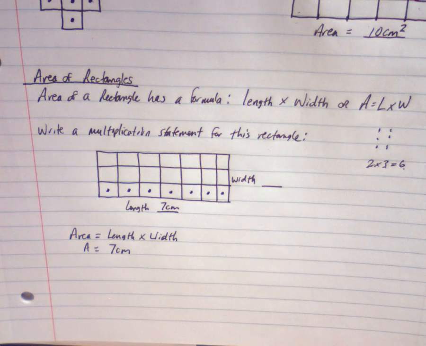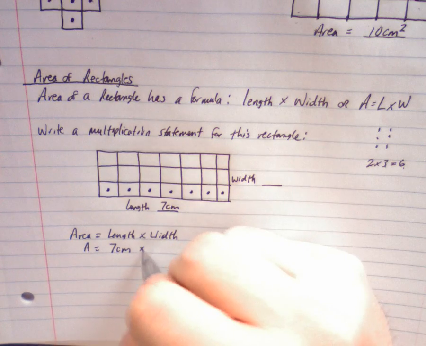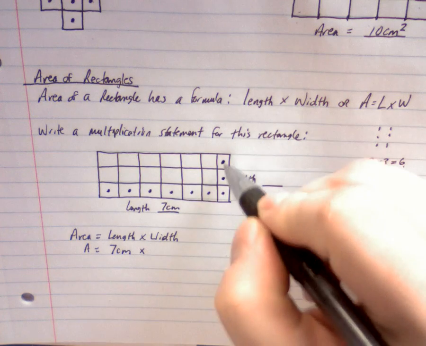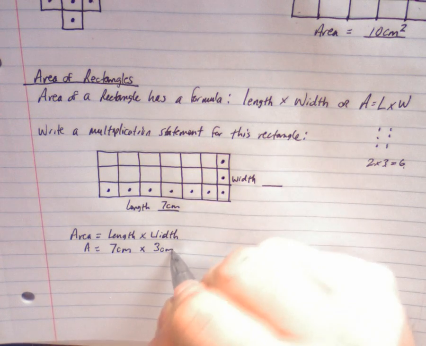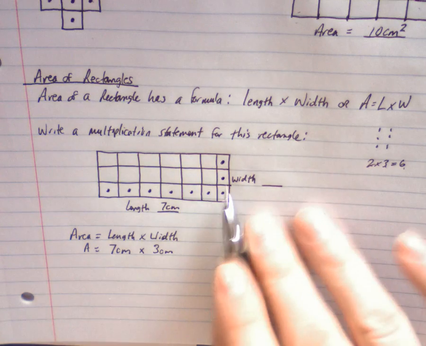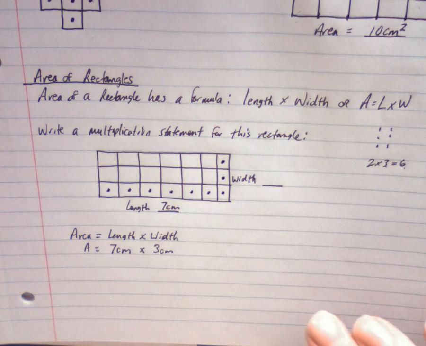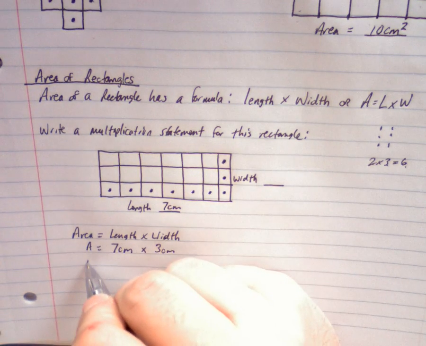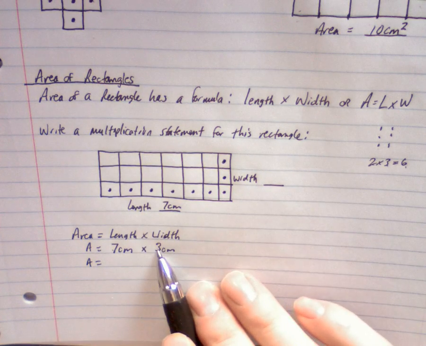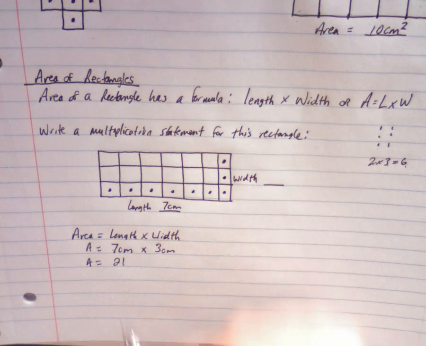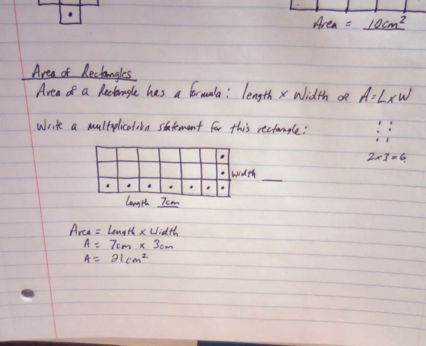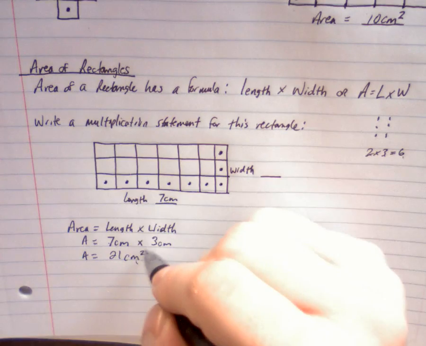This is where multiplication comes in handy, so knowing our times tables will come in handy for this as well. What's our width? 1, 2, 3. So our width is 3 centimeters. If I know what my length times my width is, I don't need to know anything else. I don't need to count the rest of the squares. So my area equals 7 times 3, which is 21, and then centimeters squared.